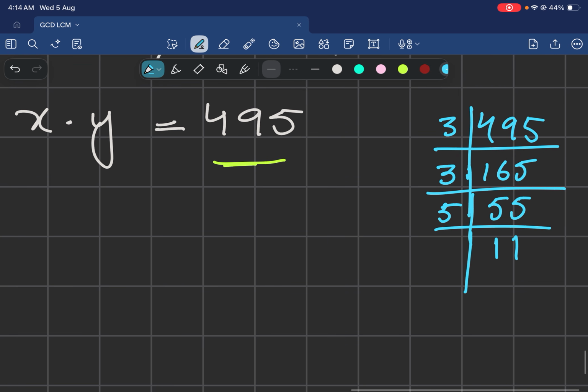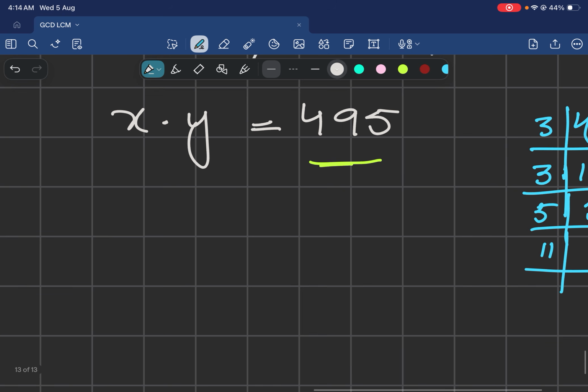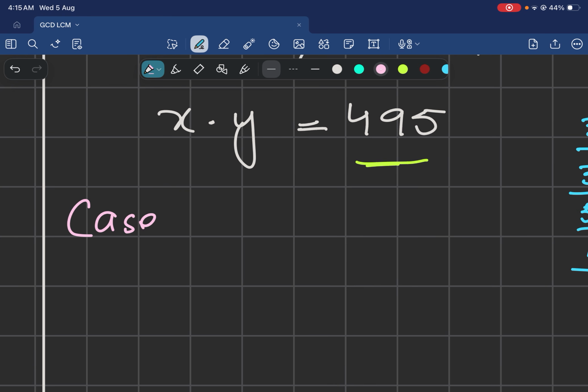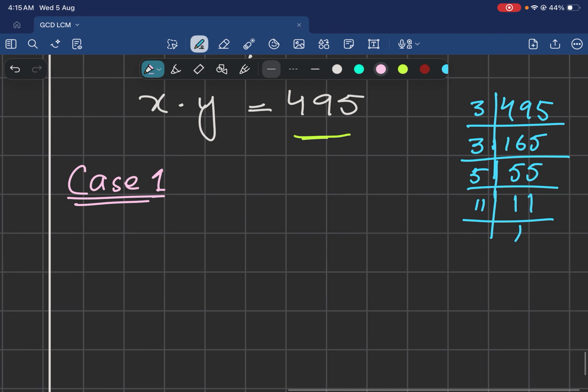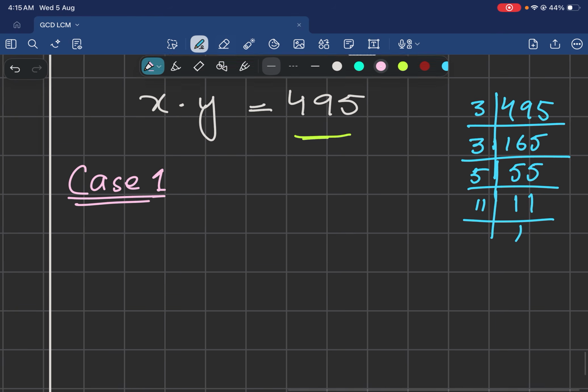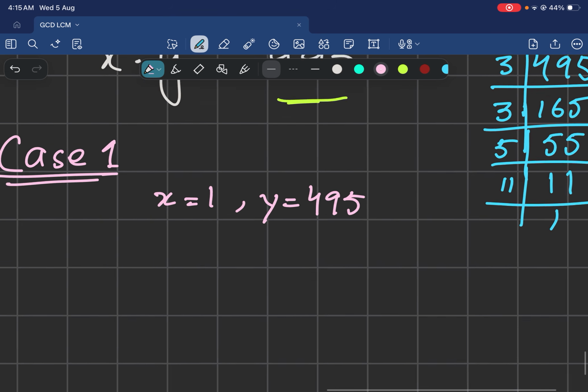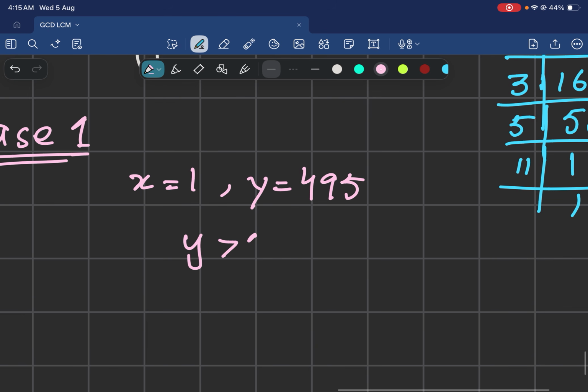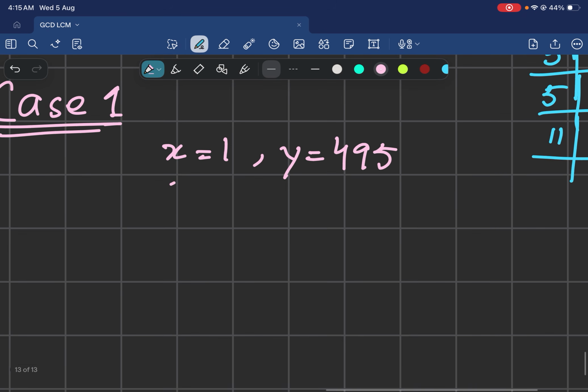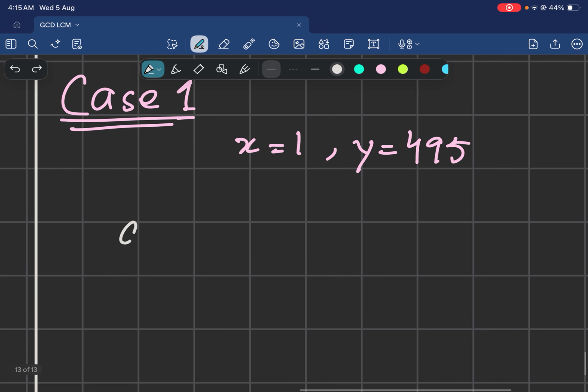So the very first thing that I can do, the case 1 that I can take, is this: whatever numbers you choose for X and Y, first Y must be greater than X, and also X and Y must both be co-prime. So I choose X equal to 1 and Y equal to 495. You can see it satisfied both conditions: Y is greater than X and both are co-prime. These two numbers are co-prime to each other, right?